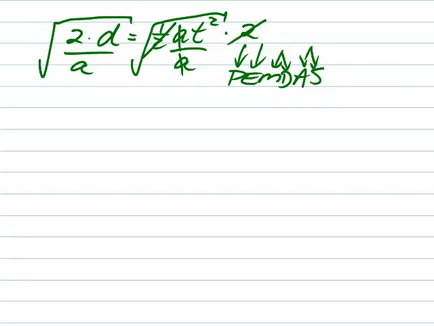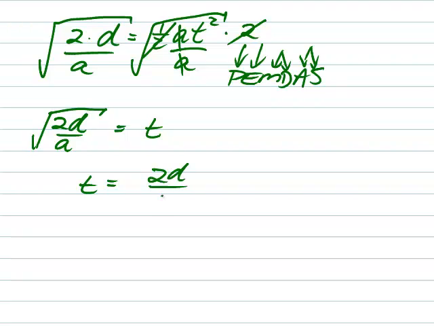Now, it's gotten a little messy here, so I'm going to clean it up a little bit. I'm going to write square root of 2d over a is equal to the square root of t squared is equal to t. Or if you prefer your unknown variable on the left-hand side, as we often do, we can just flip it around. t is equal to the square root of 2d over a.